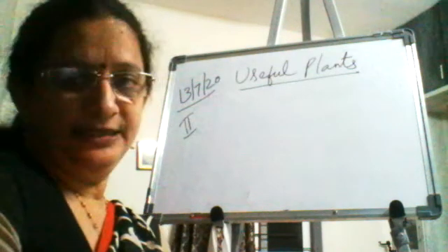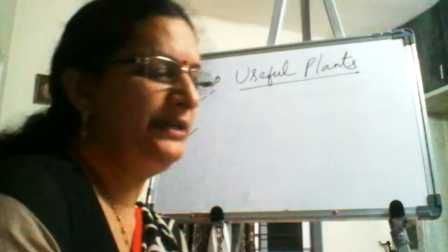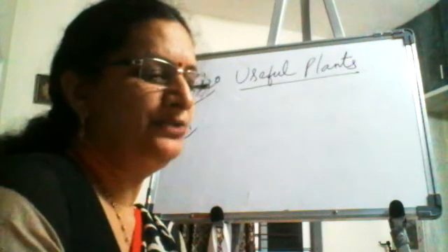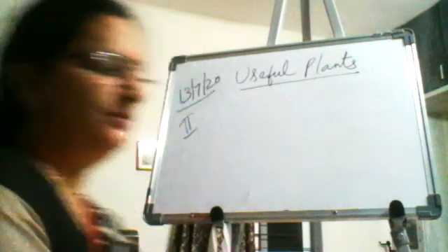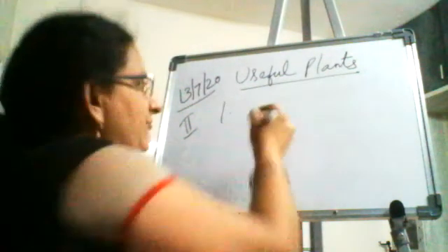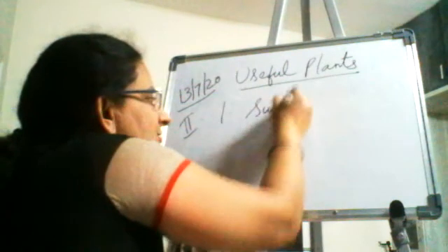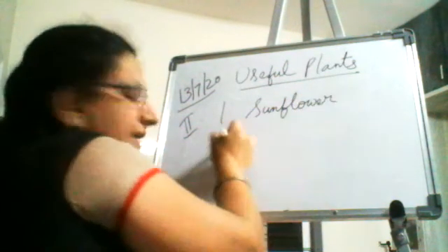Let's read the first sentence. We get oil from the seeds of dash plant. So out of the options, what do we choose? We choose the sunflower. We get oil from the sunflower plant. Next, second one.